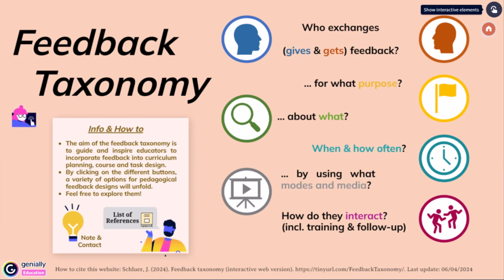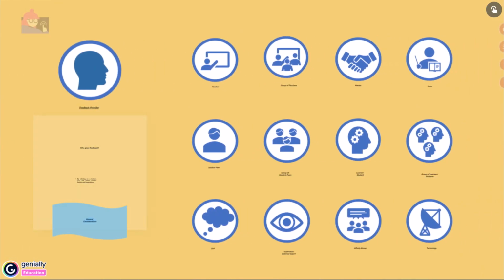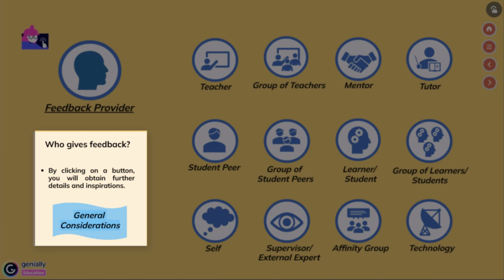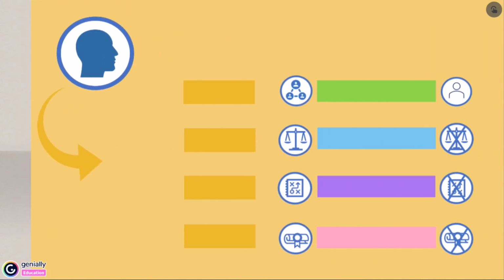You can click on one of the main categories to receive more information. For example, click on the blue button to see the details about the feedback provider. This is the main page for feedback provider. On the left side, there is an info box with a general considerations button. If you click on it, you'll see some general questions about the feedback provider.